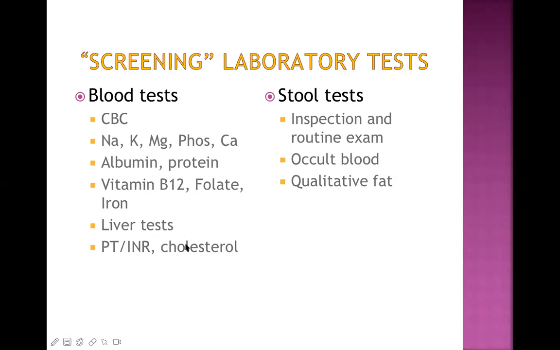Now this PT and INR, prothrombin time and international normalized ratio, is again associated with vitamin K and liver function, because vitamin K is responsible for activation of certain vitamin K dependent factors: 2, 7, 9, and 10. In chronic liver disease, these factors will not be there, or will not be active. A stool test should be done: inspection and routine examination of the stool, whether occult blood is present or not, and what type of fat is present in the stool. The qualitative fat.